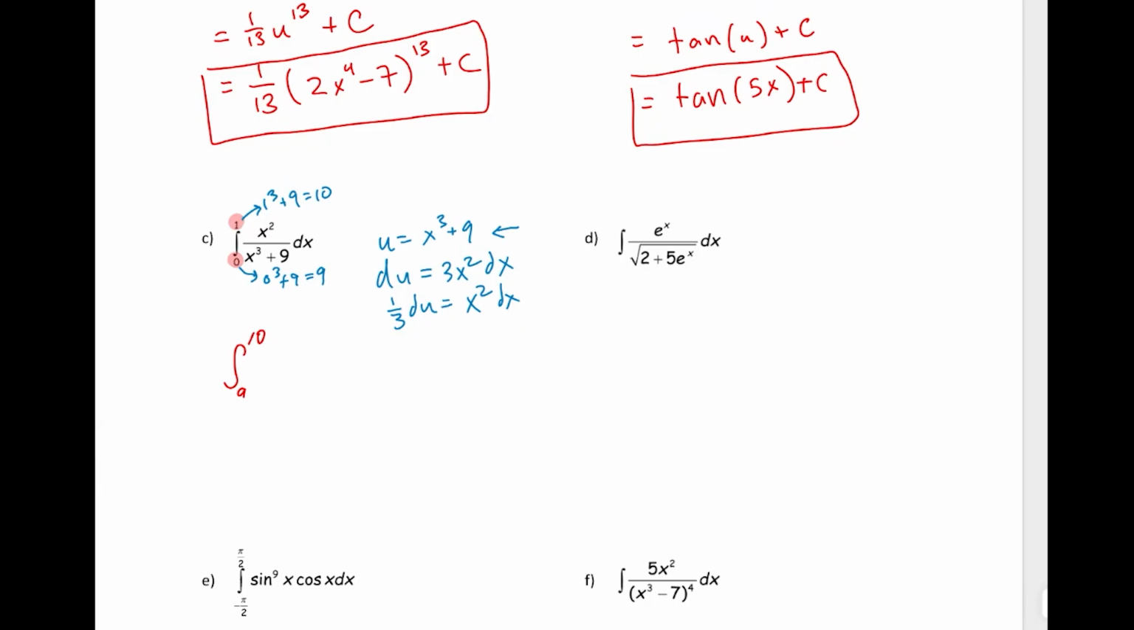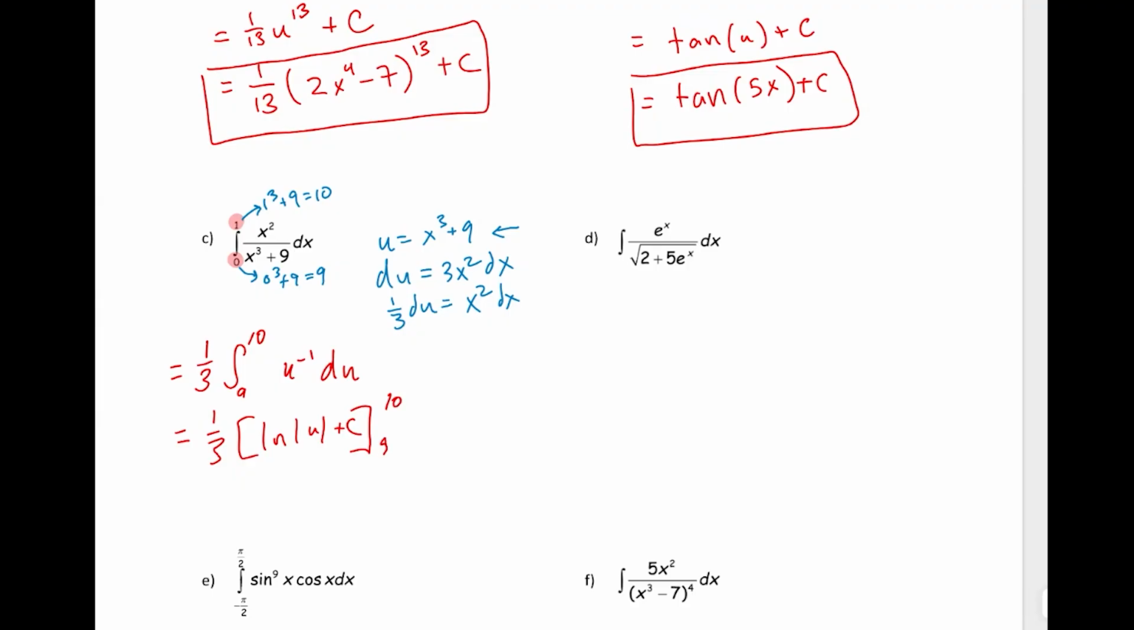And here we have 1 over u, which is u to the negative 1, du. And 1/3 du, I should say. I'm going to put that 1/3 out on the outside just to make this a little bit easier. And so now I can start finding the antiderivatives. So I've got 1/3. The antiderivatives of u to the negative 1 are natural log of the absolute value of u plus c. And we're going to evaluate from 9 to 10.